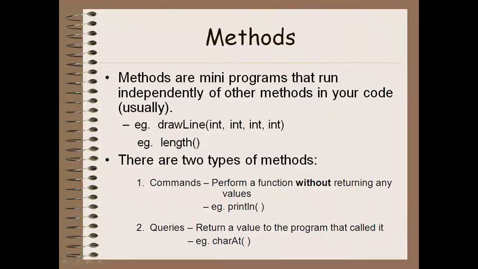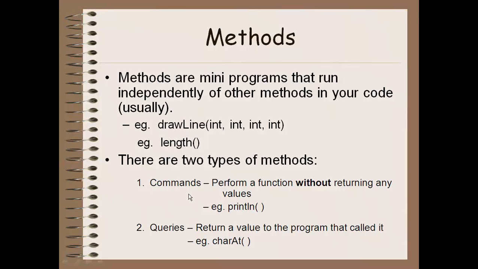So we've seen examples of this so far in the codes we've created. Whenever we did a draw line, or length, or set char, any of those things that we've used that had brackets at the end of the line of code, these were all examples of methods. Now there's two types of methods. The first is called a command.